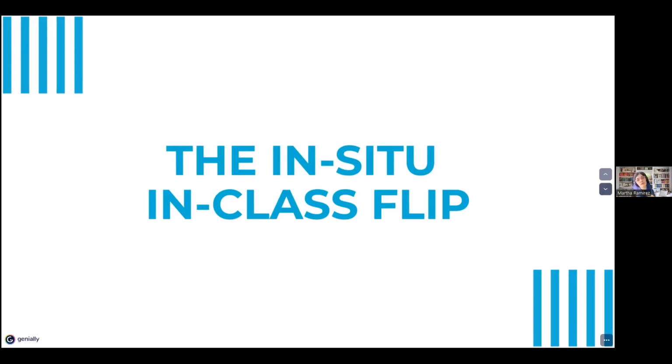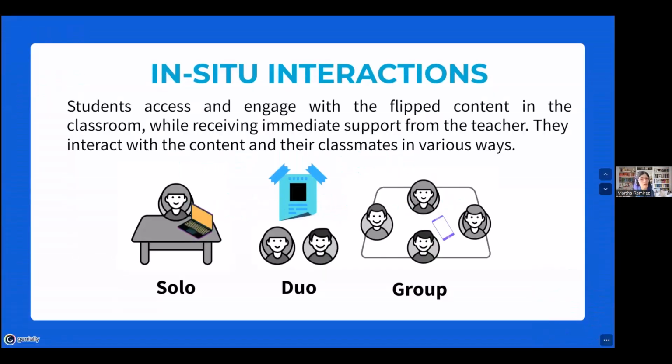So I mentioned the in-class flip is a set of configurations that you can use within your classroom setting to present the flip content right then and there. And it's divided in two. One is the in-situ in-class flip, and the other one is the station work in-class flip. So we're going to start with the in-situ in-class flip and see how this works. As the name says, you're providing the flip content right there and then. It's in-situ.